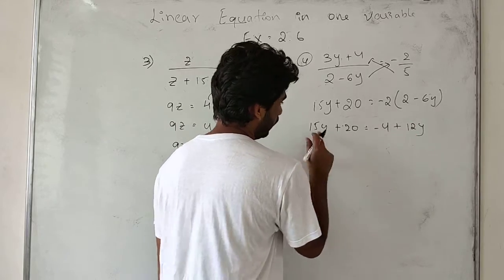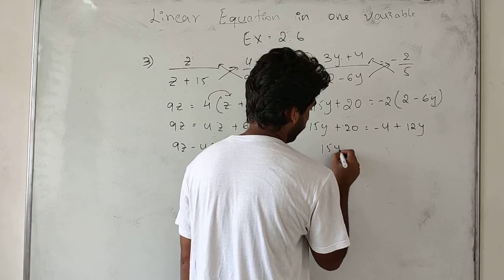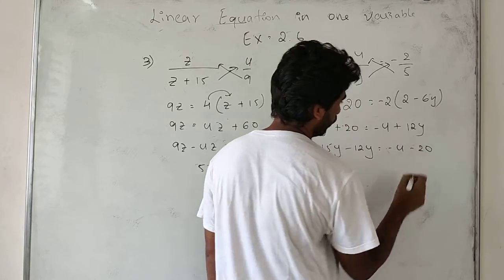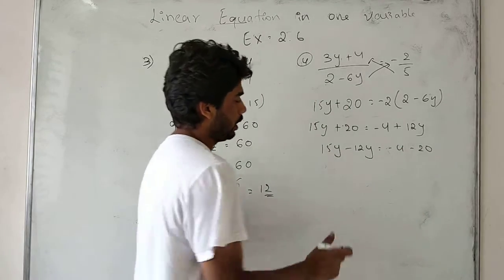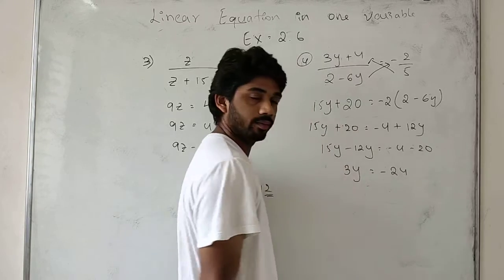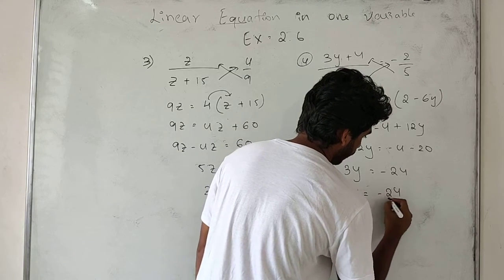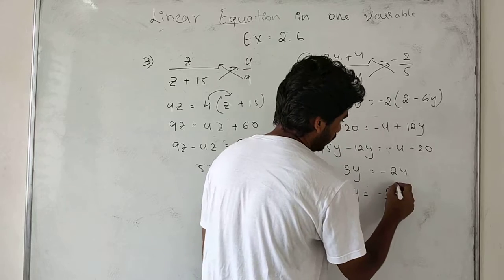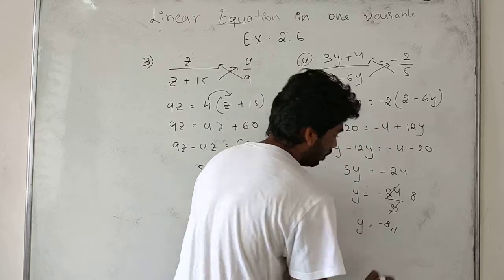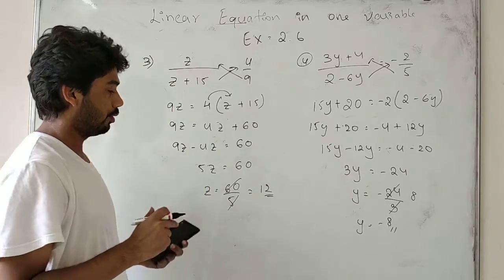Now take like terms on one side and unlike terms on the other side. So I will get 15y minus 12y is equal to minus 4 minus 20. In the next step I will get 3y is equal to minus 24. In the next step, y is equal to minus 24 by 3. 3 eights are 24. So y is equal to minus 8. Okay students, y is equal to minus 8. This is the required solution. Note it down.